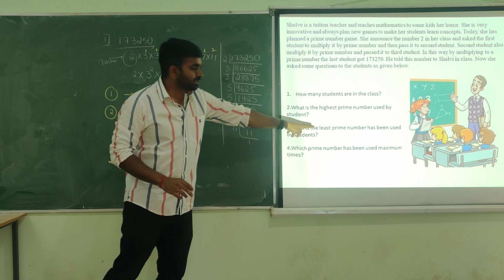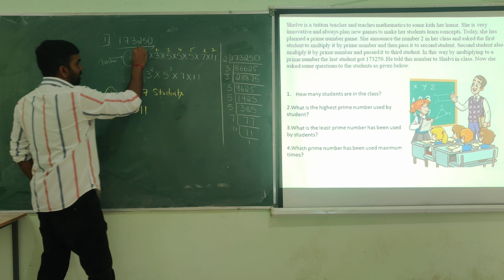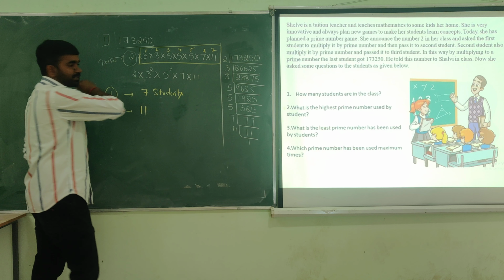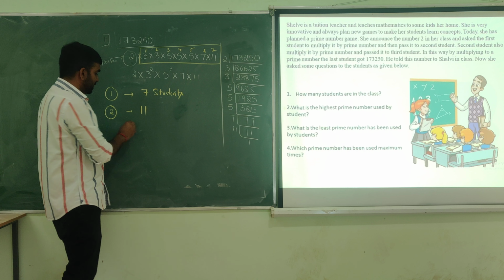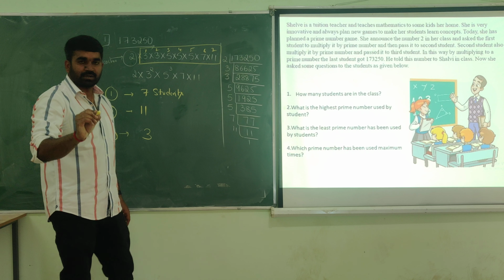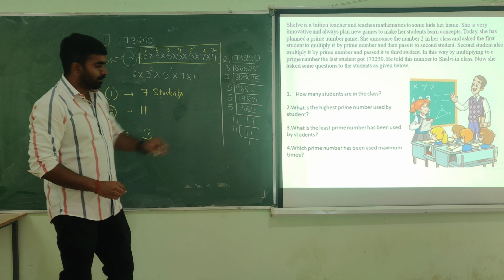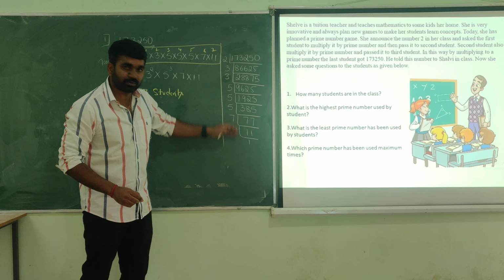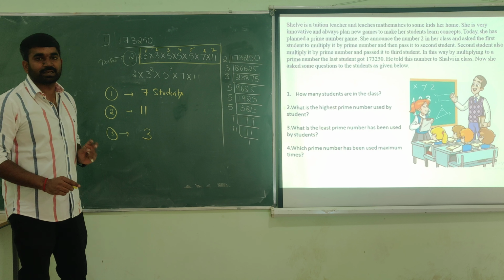Why is it not 2? Because what is the least prime number that has been used by the students? These are the numbers that are used by the students. Among these numbers, which is the least prime number? For the third sub question, the answer is 3, because the least prime number is 3 over here. Whereas when we include all the numbers, all 8 numbers, 2 is the least prime number. But here we are taking 3 as the least prime number.